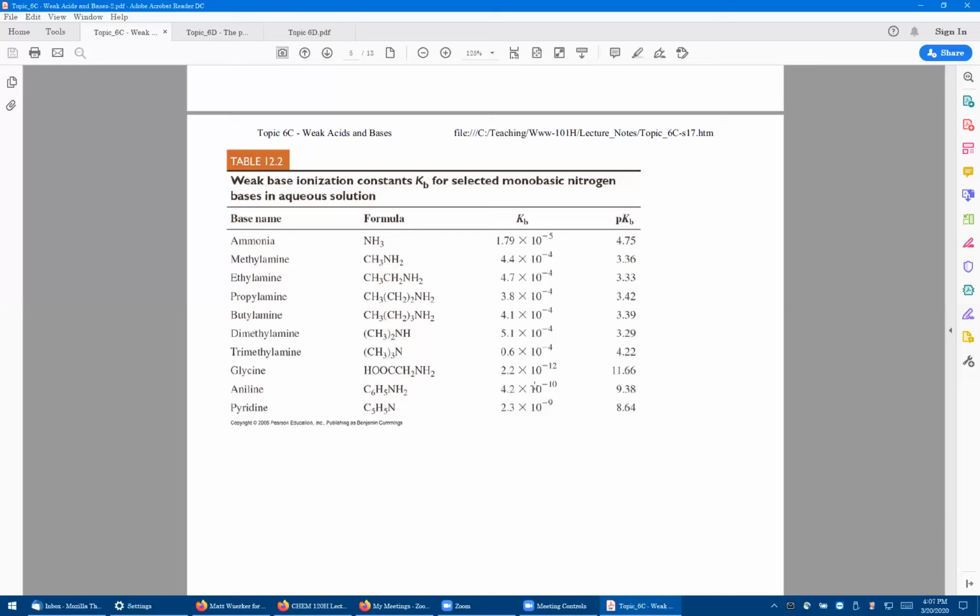And you notice that its Kb is much, much lower than most of these others. So something must be making it behave as a much weaker base than ammonia. We'll get to talking about the reasons for that later.